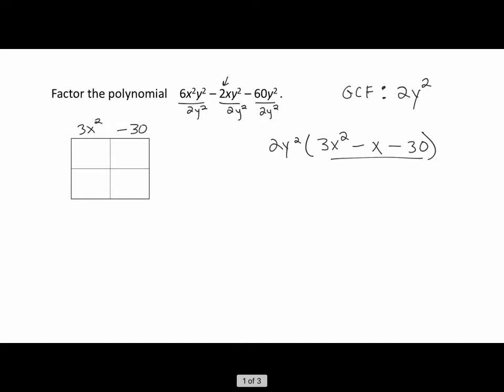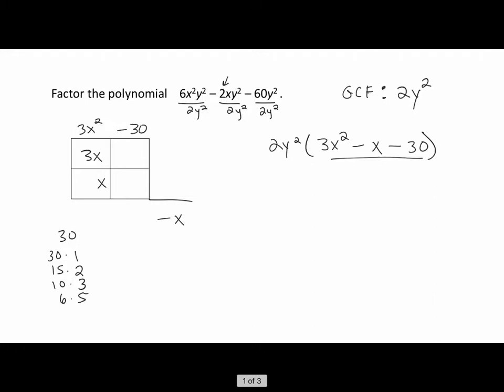So we want factors of the first and the last term such that the sum of the products of those factors is the middle term. Starting with x squared, because that's easy, x times x. And 3 is a prime number, so it can only have a factor of 3 times 1. 30, however, could be 30 times 1, 15 times 2, 10 times 3, or 6 times 5. So let's see.